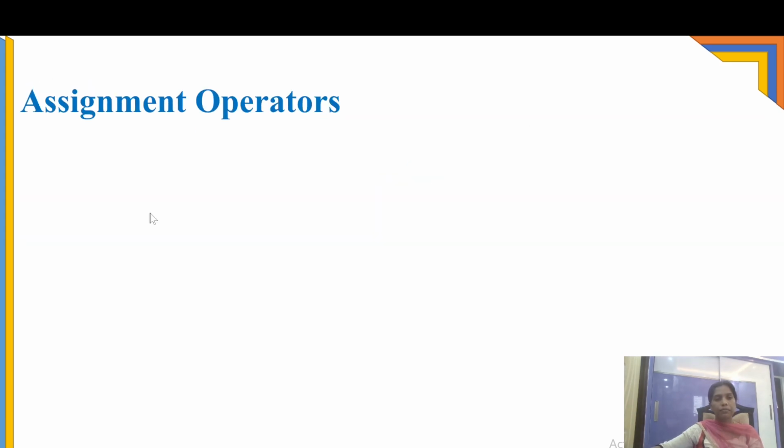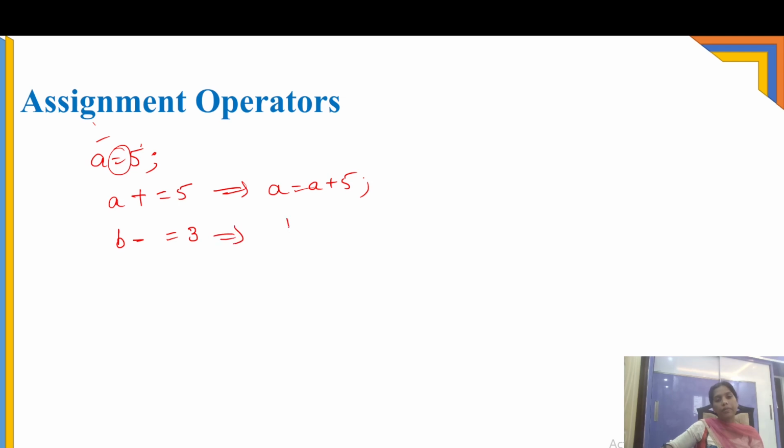Next, assignment operators. We are assigning something. For example, A equals 5. Equals is the assignment operator. We are assigning the value 5 to variable A. In this way, we have different types of assignment operators. A plus equals 5 means A equals A plus 5. B minus equals 3 means B equals B minus 3.